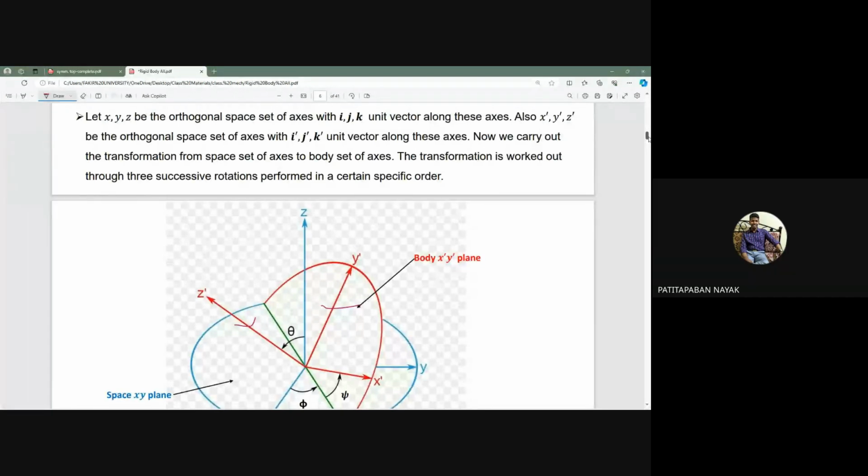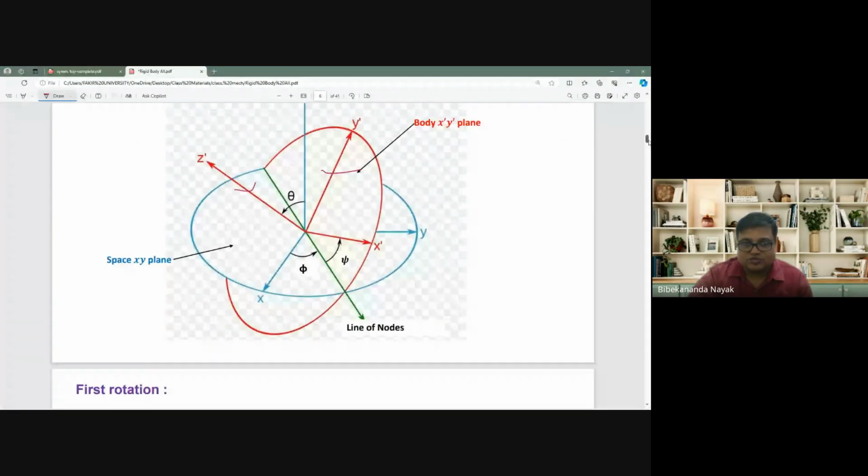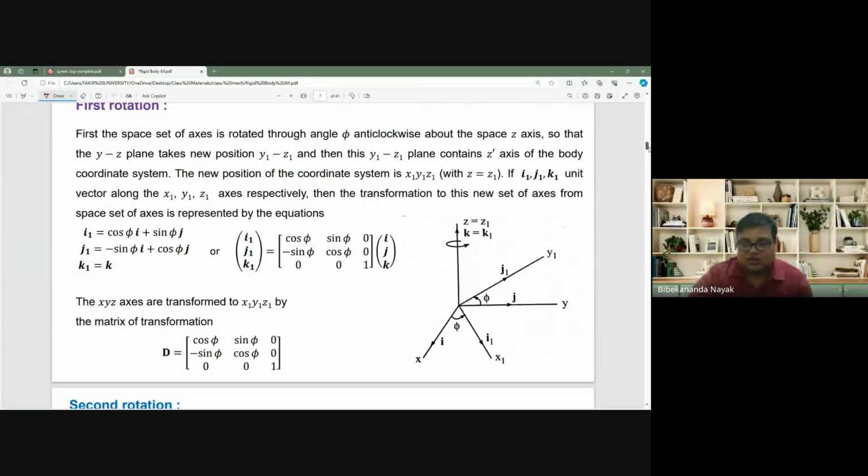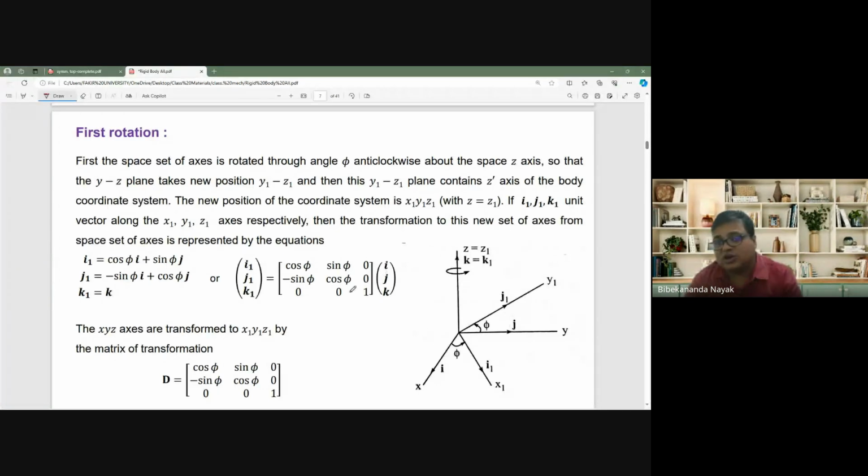So, fast rotation. A rotation is in a specific order, and that rotation is always done first. Then second, then third. You cannot arbitrarily change that order. Always you do the first rotation, then the second rotation, then the third rotation. Specifically, the angles are given in order: first phi, then theta, then psi.